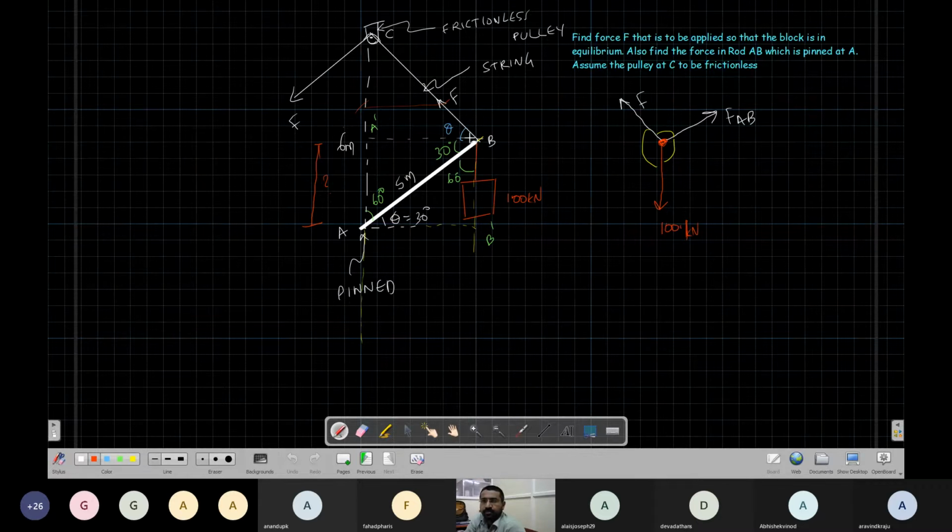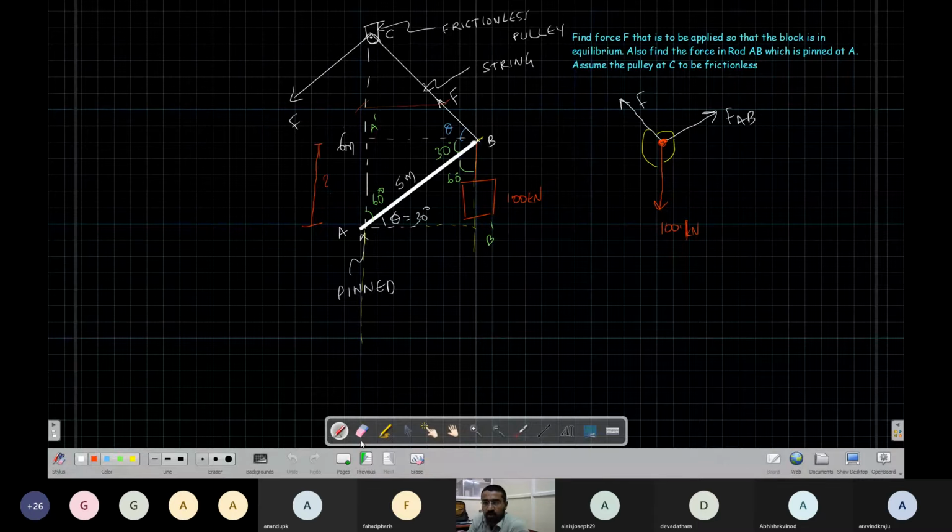Now this is F. This is the force on the string. This is the force by the string on B, and this is the force by the string on point B, and this is the force by the block. The only thing I have to get is this angle, the angle between these two, and this angle. You can use Lami's theorem to solve this.